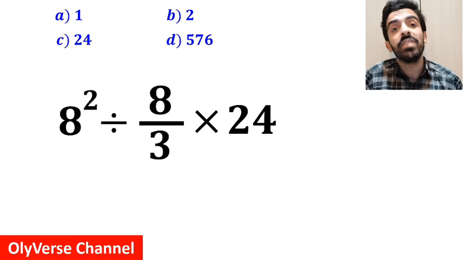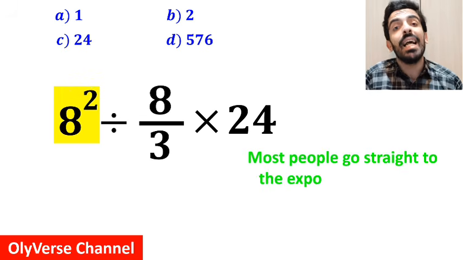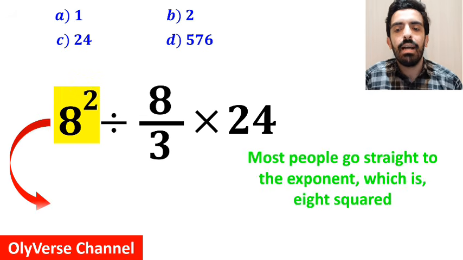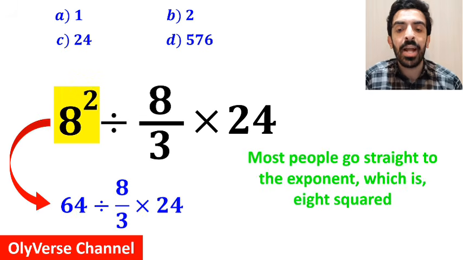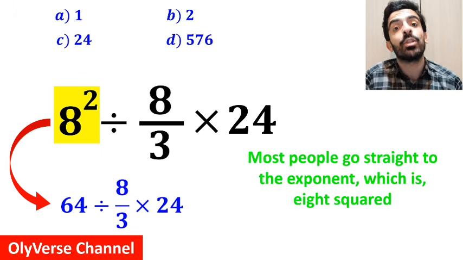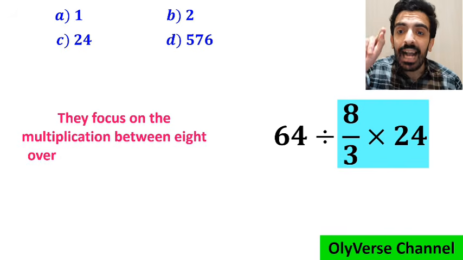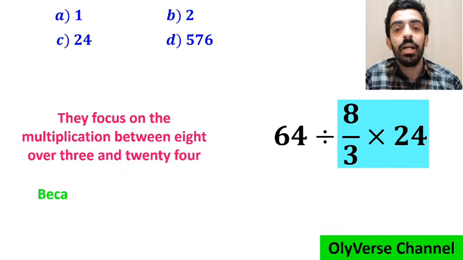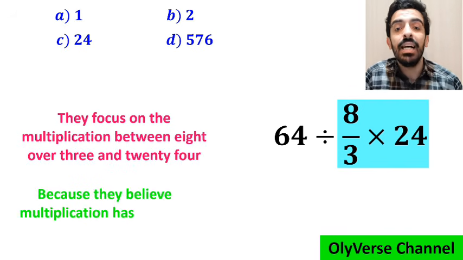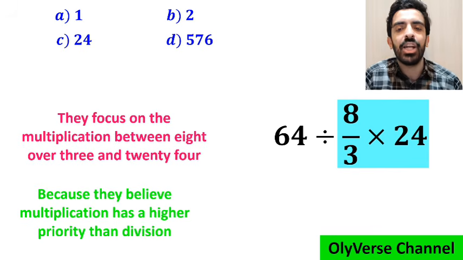The first step to solve this question, most people go straight to the exponent, which is 8 squared, and write this expression as 64 divided by 8 over 3 multiplied by 24. And the next step, they focus on the multiplication between 8 over 3 and 24 because they believe multiplication has a higher priority than division.